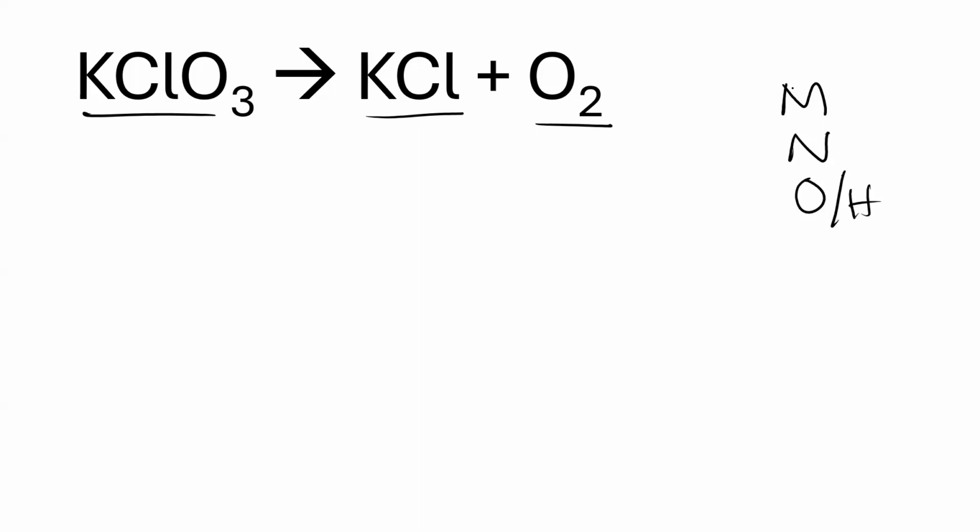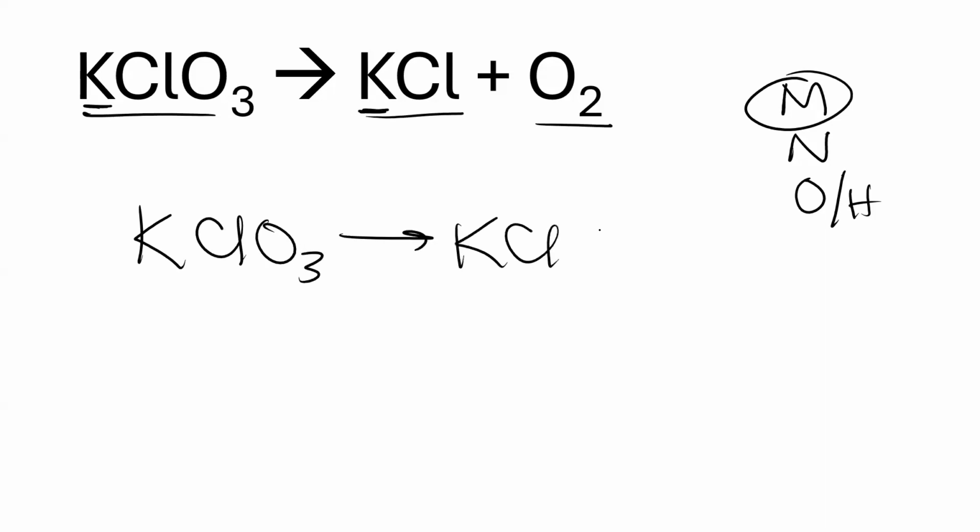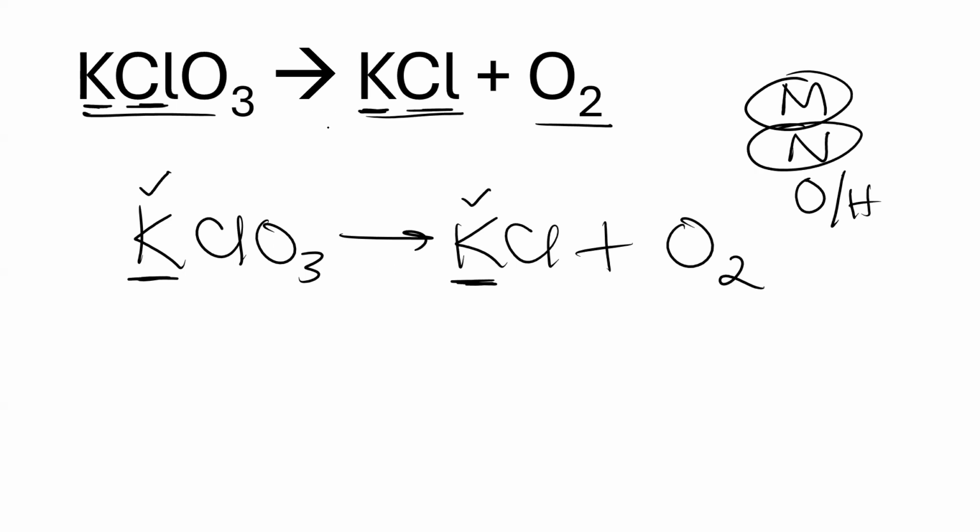So in this case, potassium is a metal, and we'll look at it first, right? KClO3 gives KCl plus O2. So potassium is a metal. We look at it first. Incidentally, it's already balanced, right? So we don't have any problem with potassium. The non-metal other than oxygen and hydrogen here is your chlorine. Chlorine on the reactant side is just 1. Chlorine on the product side is just 1. So it's also balanced. That's good.